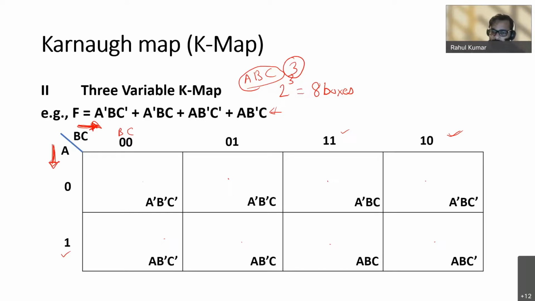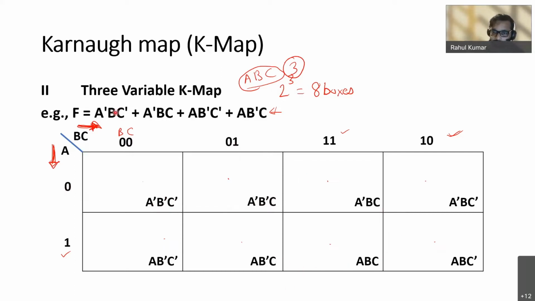Now, the third step is to write down the corresponding values for the boxes. What do they mean? For the first box, the value of A is 0. The value of B and C is also 0. So 0 means everything will be complemented, or dash. So A dash, B dash, C dash. For the second box, the value of A is 0, the value of B is 0, and C is 1. So A dash, B dash, C. Like that, we label all the boxes.